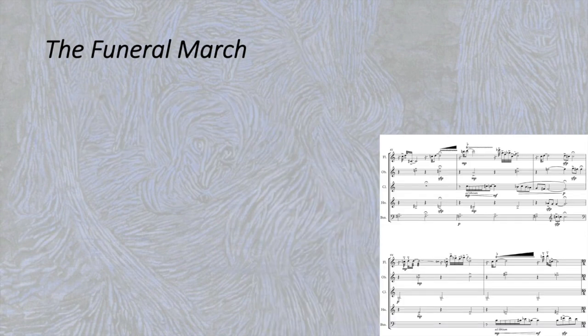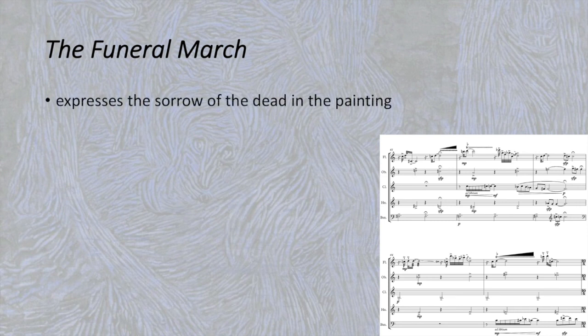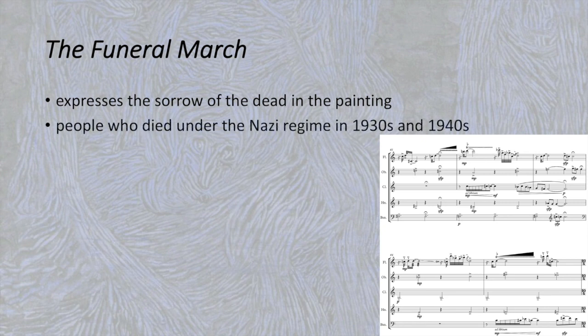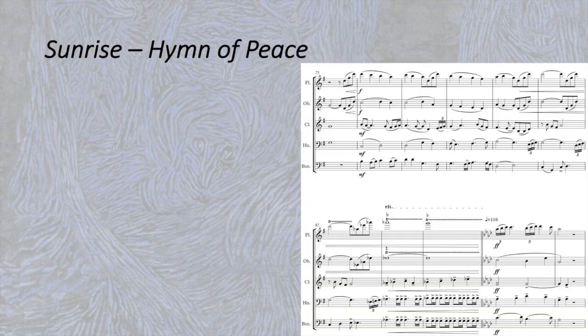Followed immediately is the funeral march, where this section expresses the sorrow of the dead who are killed by the witches and the evil spirits in the painting, and people who died under the Nazi regime in the 1930s and 40s. The last section, Sunrise, Hymn of Peace, marks the end of the feast.